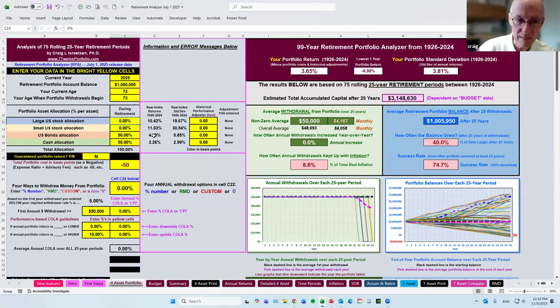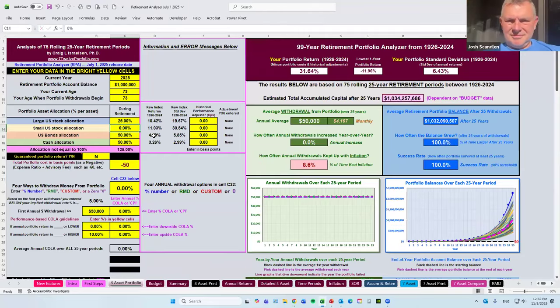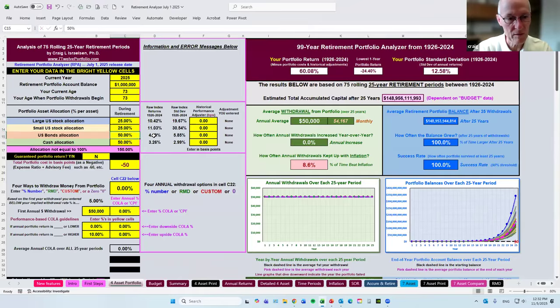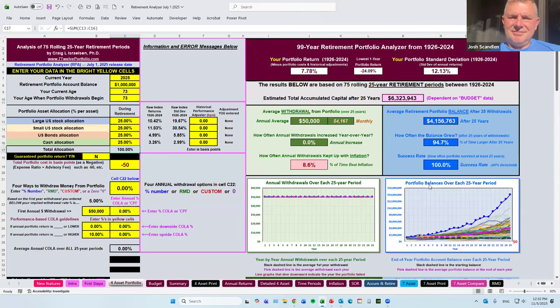Well, does it have to be that allocation? Let's go to, say, 25% large stock, 25%, 25%. Let's just do it equally weighted. Success rate is now 100%. Oh, look at that. The average balance at the end of 25 years was $4.1 million. And 95% of the time, the portfolio grew over time, even though you're making withdrawals.